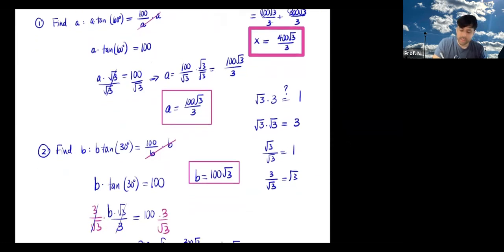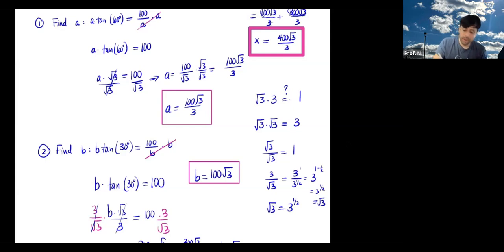I know there's a lot of things here. Remember, rad 3 can be rewritten as 3 to the 1/2 power. So if you don't see that, this could be 3 over 3 to the 1/2 power. Same base, subtract the exponents. So it's 3 to the 1 minus a half, which is 3 to the 1/2, which is rad 3.